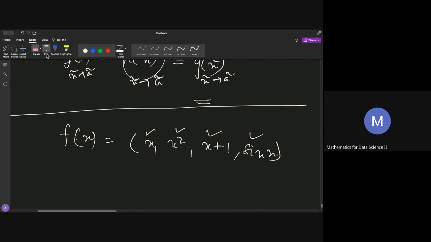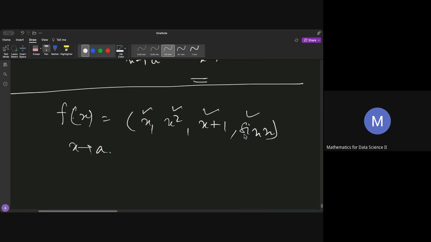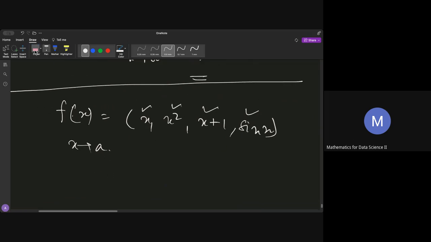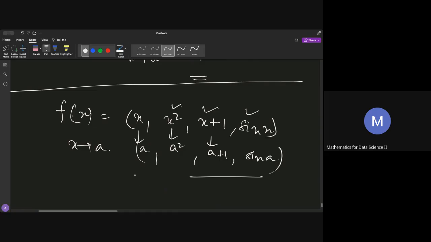So similarly, if I want to find the limit of this function as x moves close to a, what should I do? I should first find the limit of the first tuple, which is x. So this limit will be a. This will be a squared. This will be a plus 1. This will be sin a, right? And then I'll just collect them together. That's how you find the limit of a vector valued function.